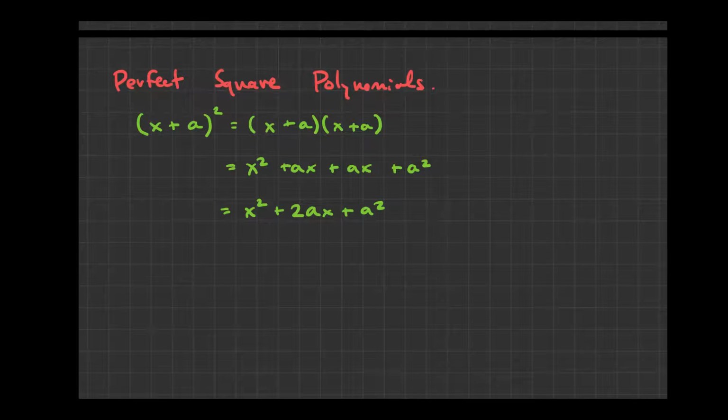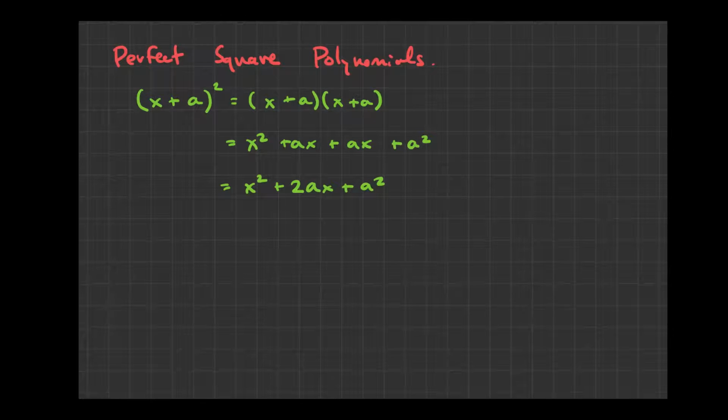So a perfect square is going to look something like this. If I had something along the lines of x squared plus 10x plus 25, what I'm looking for in a perfect square polynomial is that if I take the square root of the constant and double it, I'll get my middle term. That's what a perfect square looks like.